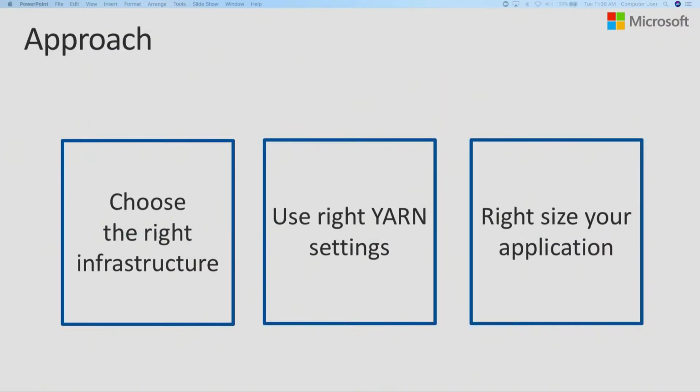And so the approach today will be, let's first choose the right infrastructure, right? Without the right infrastructure, we really can't get the performance that we need. Second, we'll talk about how do we use the right yarn settings and being able to set those appropriately to get the best concurrency for our workloads. And then right-sizing the application and making sure the application is utilizing all the capacity and resources that we have available.